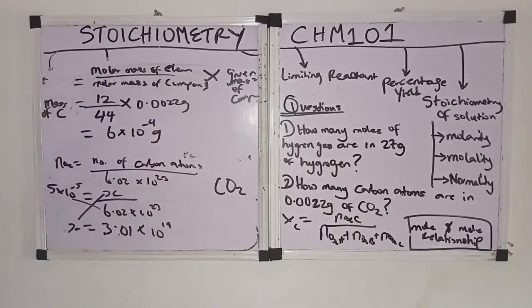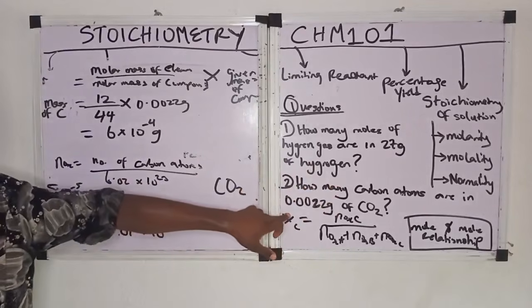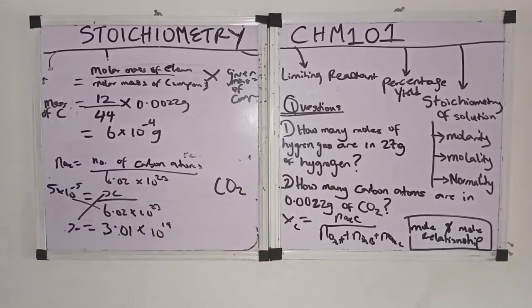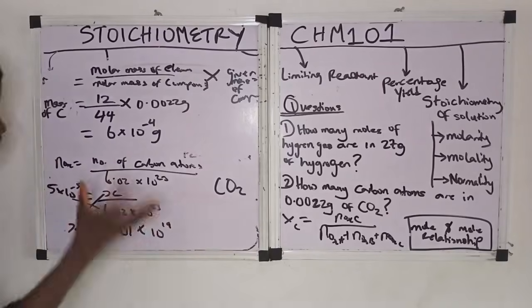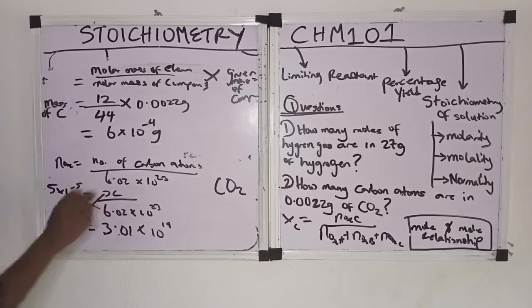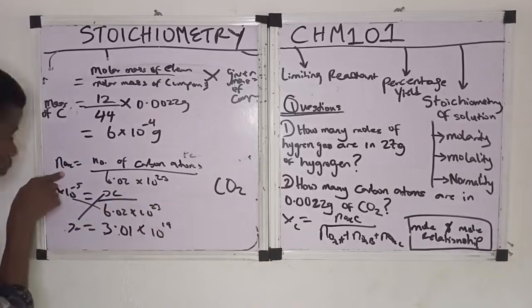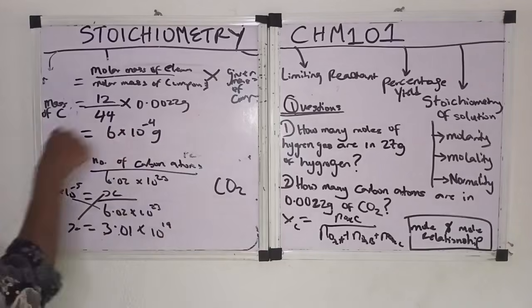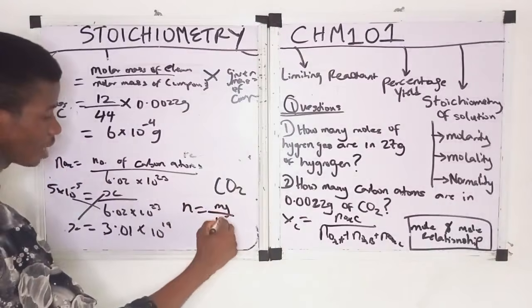Now let me recapitulate the whole question again. The question said: how many carbon atoms are in 0.0022 gram of carbon dioxide? Remember, I gave you 3 formulas to calculate the number of mole. The second formula is number of moles equals number of carbon atoms divided by 6.02 times 10^23. In the question, they didn't give us the number of mole, so we have to look for the number of mole of carbon, which is n equals given mass over molar mass.